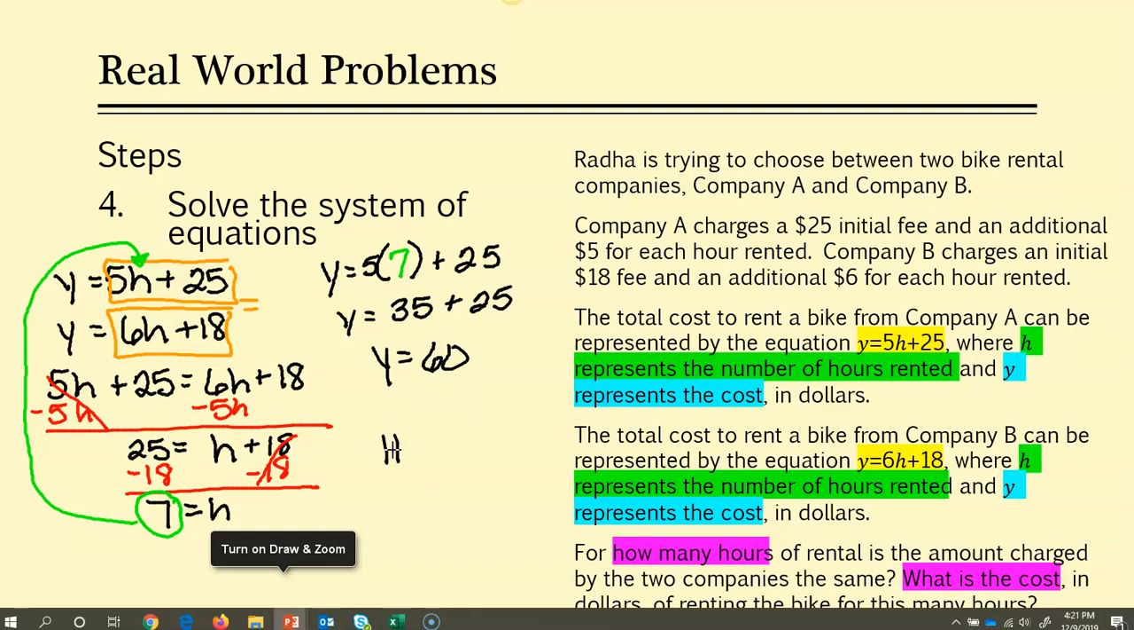So my hours equals 7, and my cost equals $60. And now you have solved a system of equations that is a real world situation. If he were to rent the bike for 7 hours from either company, it would be $60.